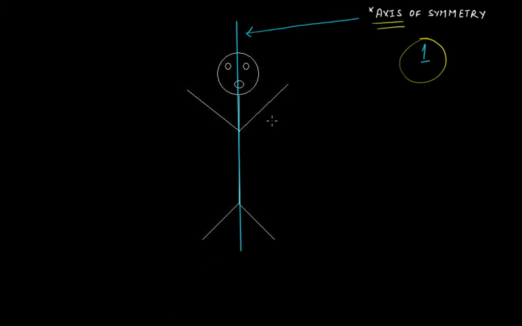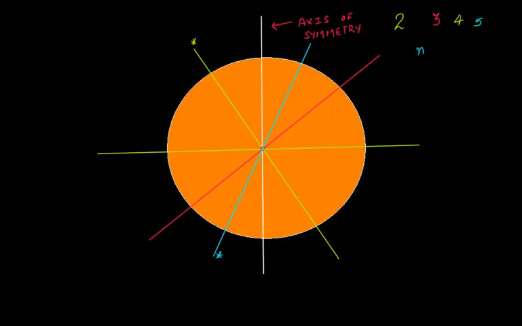Okay, this was not possible in this case. In this case we had only one axis of symmetry, but in this case we have many axes of symmetries possible.